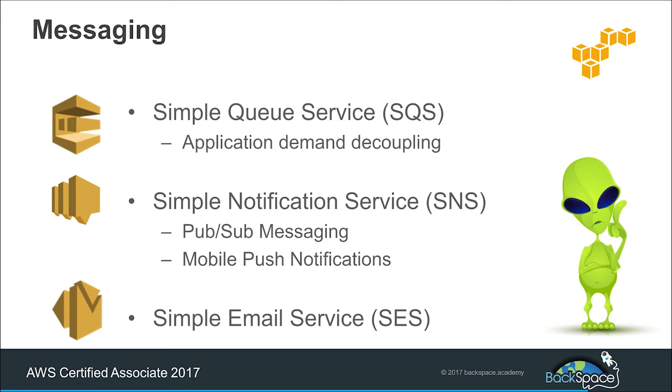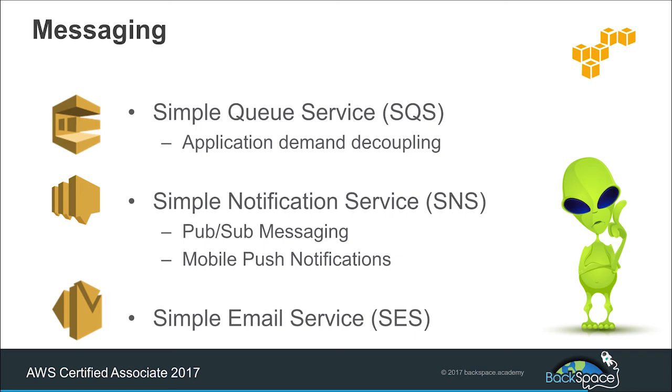So it's effectively decoupling our application from the demand by putting a queue in front of it, just the same as you would have a queue at the shopping centre or a queue at your local bank. The same concept. The next one there is Simple Notification Service, and that provides publish and subscribe messaging. The way it works is that you would create an SNS topic and you would publish a message to that SNS topic. And anyone who is subscribed to that topic will receive that message.